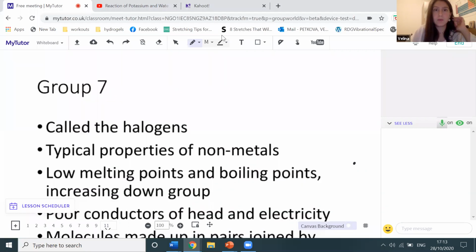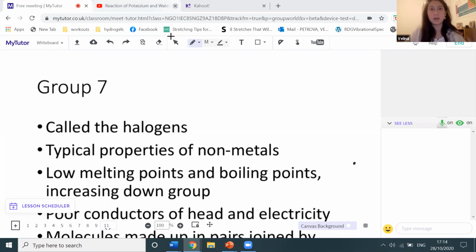Okay. So now we're going to move on to group 7, if there are any questions on group 1. Group 2 is not more reactive than group 1. Group 2 is a lot less reactive. No questions? Okay, brilliant. So now let's move on to group 7 then.